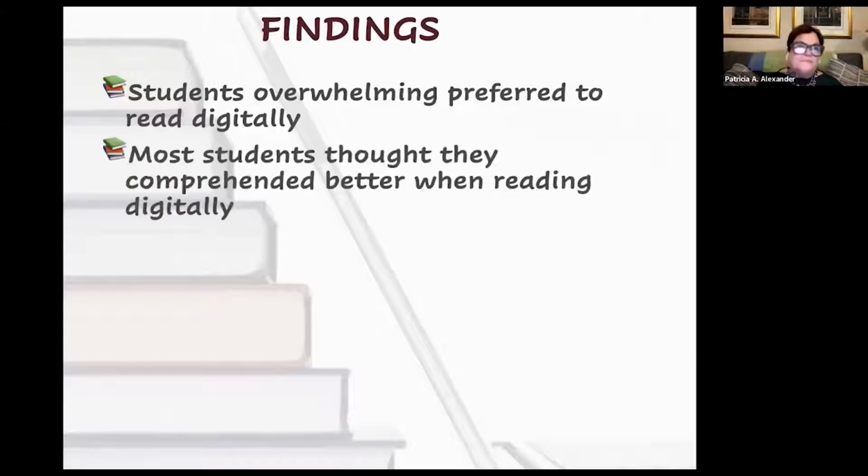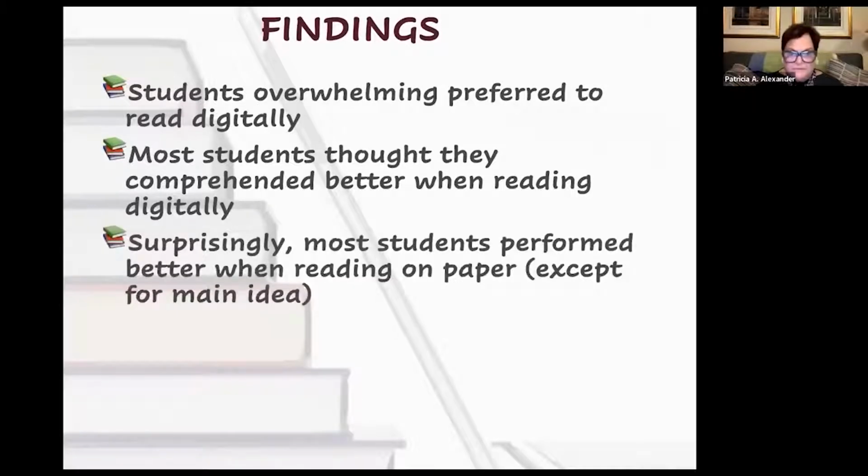These are digital natives. And most students, after they completed the readings and answered the questions under the two forms, said, I did better when I read digitally. My digital comprehension was superior to my print. The irony was over 90% of them did better in the print version, not the digital version. And that's true for all kinds of questions except for the what was this thing about, the main idea question. And on that one, there was no difference between the mediums. They did just as well in print or digitally.